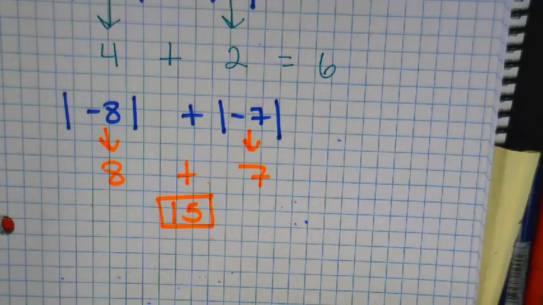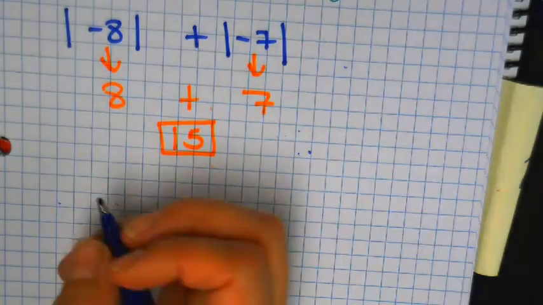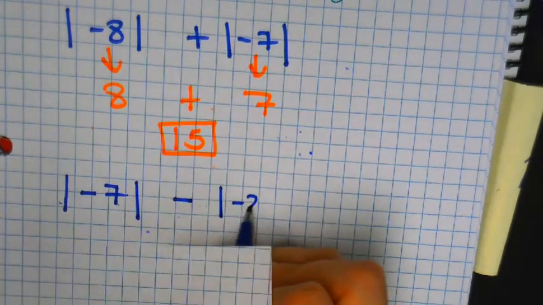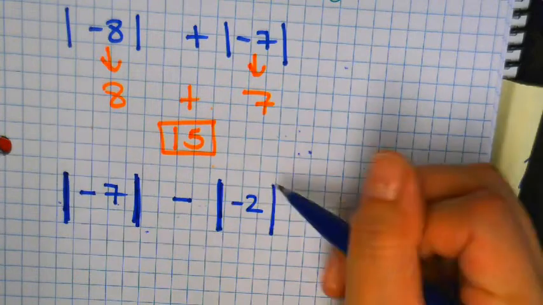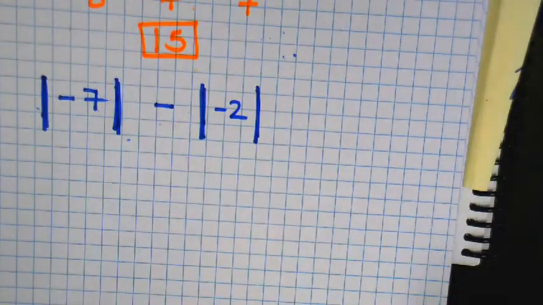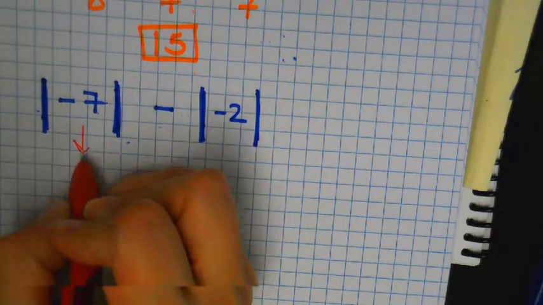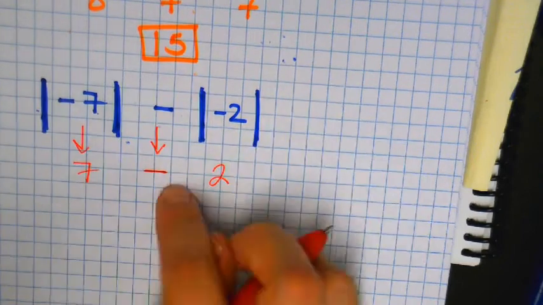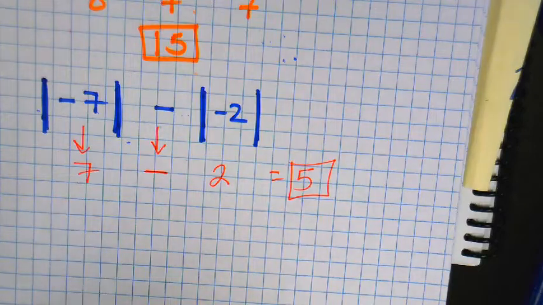All right. What if I give you absolute value of negative 7 minus the absolute value of negative 2? Make sure that your bars look bigger. If they're individual, you take them out. What's the absolute value of negative 7? 7. Bring down the minus. Absolute value of negative 2 is 2. 7 minus 2 is 5. No need to change it. You're good. Make sense?